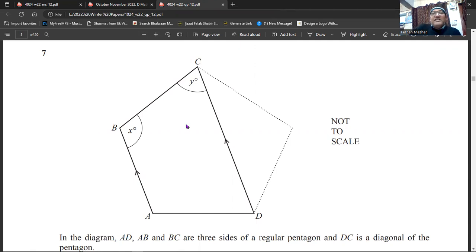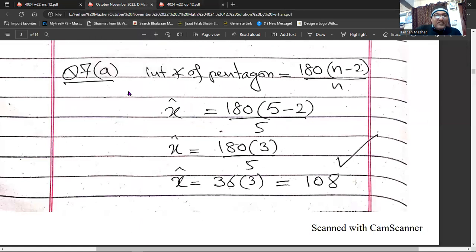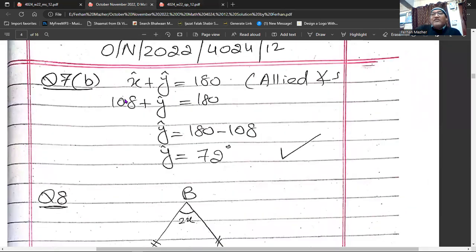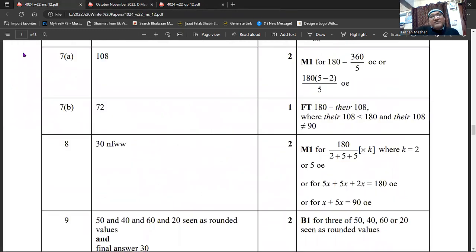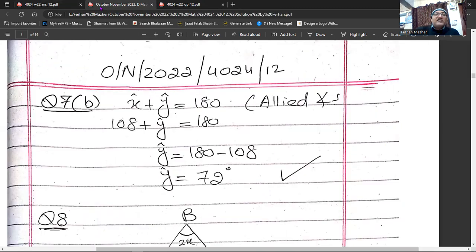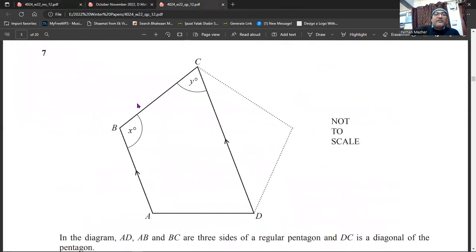So their sum will be 180. The allied angles are supplementary to each other. So x plus y will be equals to 180. So x is 108 plus y equals to 180. So y will be equals to 180 minus 108, and that will be 72 degrees. So the value of the y is 72 degrees. And our answer is right. This is the solution.